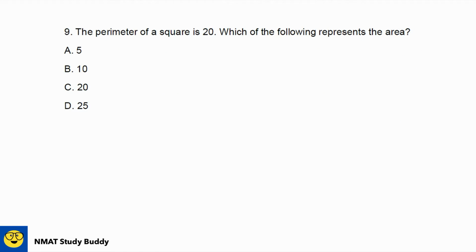Number 9, the perimeter of a square is 20. Which of the following represents the area? So for this problem, kailangan alam natin yung formula for perimeter and area, as well as the definition. So, yung square, i-represent natin yung side niya as S. Equal lang yung sides niya. Kapag sinabing perimeter, yun yung total number of measurement nung side. So, perimeter nung square is equal to 4, since merong 4 sides yung square, times S, or yung measurement nung side, which is equal to 20 daw dito sa problem na to.